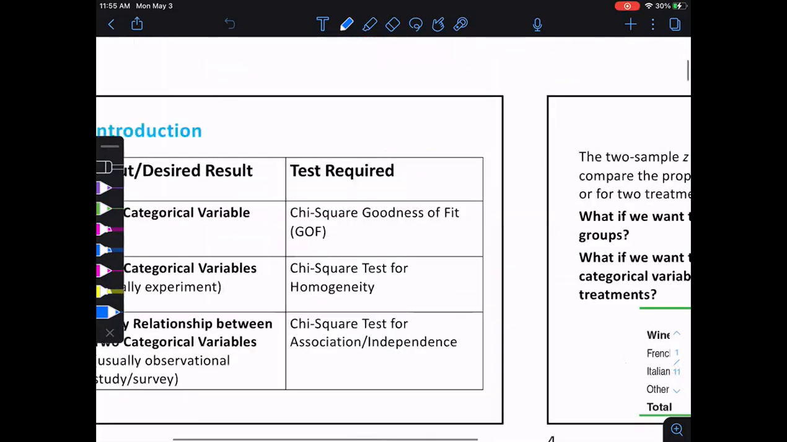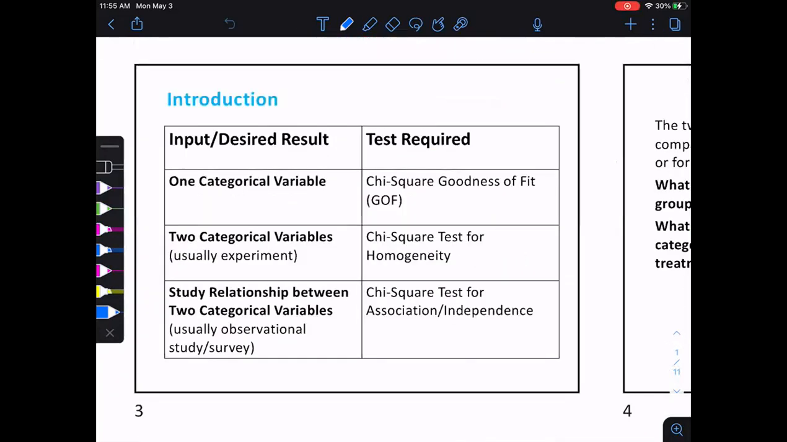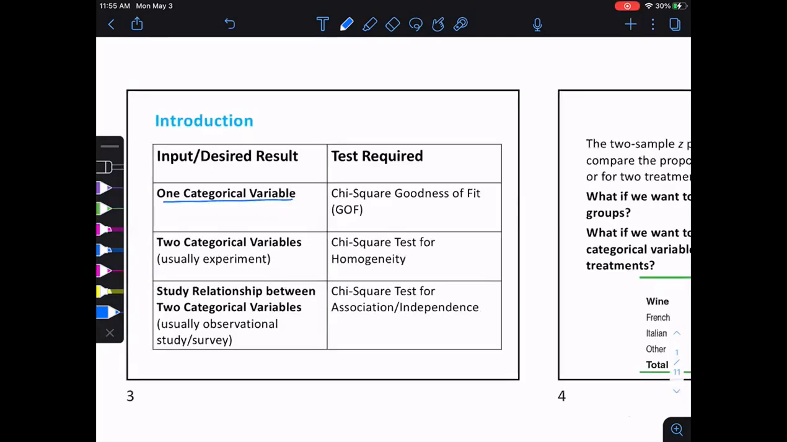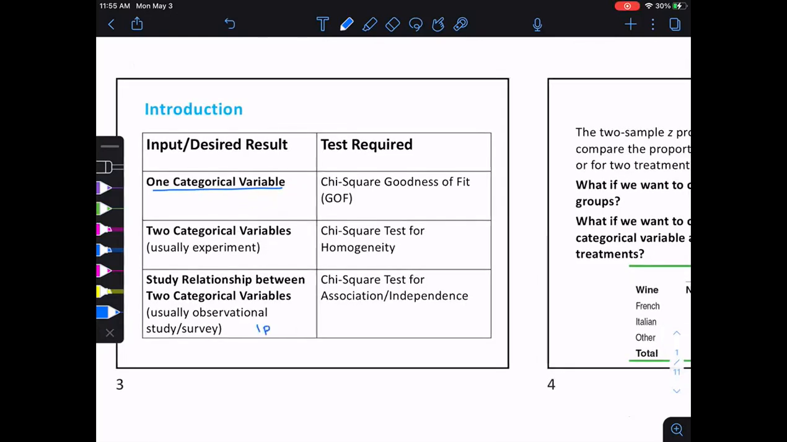As we look through, I have this in the table. We had the same table in our 11.1 notes. If you have one categorical variable, one population, that's your chi-squared goodness of fit. Homogeneity is going to be one categorical variable, multiple populations. Two categorical variables, one population is going to be your chi-squared test for association.